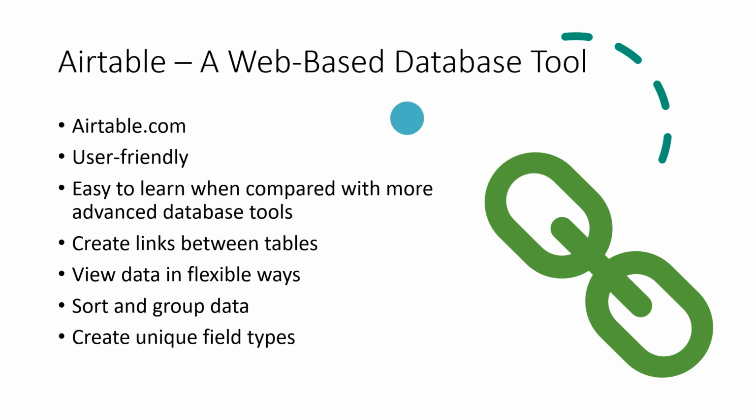Airtable helps you create links between tables so that you can view your data in multiple ways and in flexible ways. It allows you to sort and group your data and filter your data, create new views. You can create unique field types.